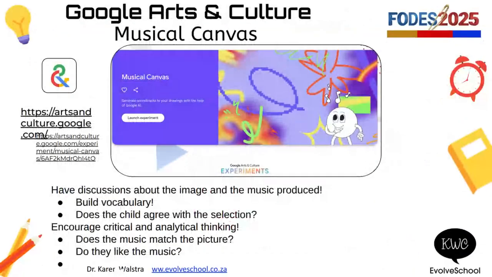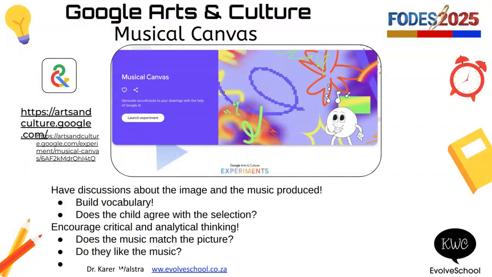Then I love Google Arts and Culture. For me, it's my favorite website. But they have a whole range of really fun AI tools that you can be showing children, or exploring AI with your children. So in Musical Canvas, when you open this up, you go and create a drawing or a doodle within the drawing space, and then you click for it to begin, and it then creates music around the picture that you've made.